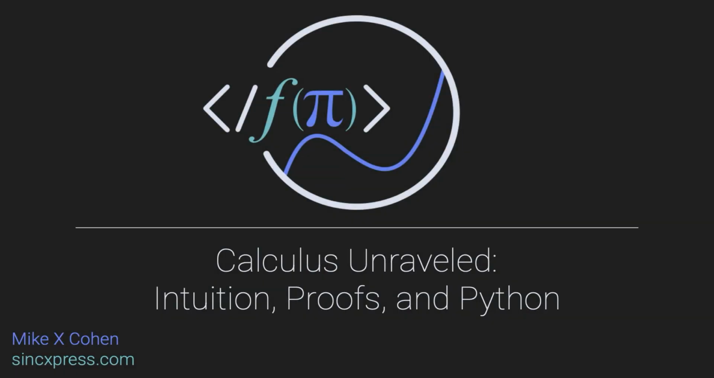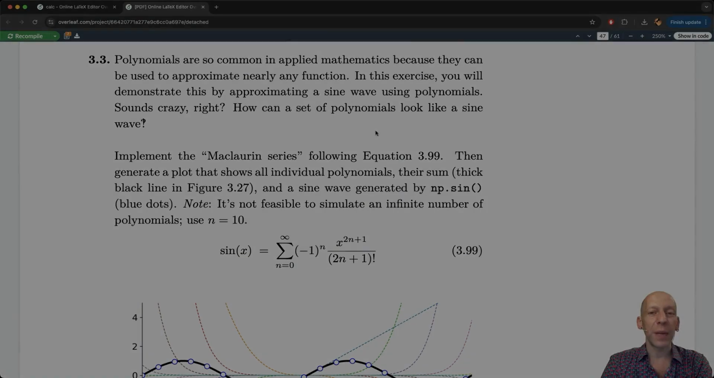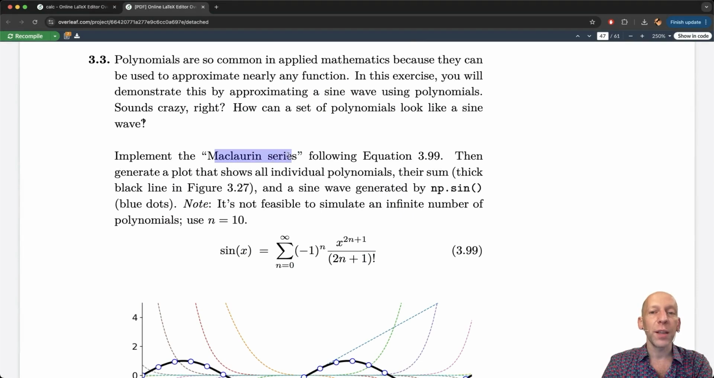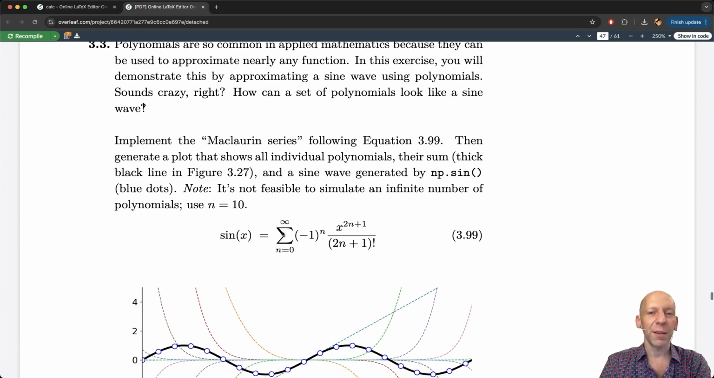This is a pretty interesting exercise. You are going to implement what's called the Maclaurin series. This is a sum of polynomials. And the idea of summing up all of these polynomials is to estimate a sine wave. Now, it turns out that if you set this parameter here to really be infinity, then you can actually get a sine wave.